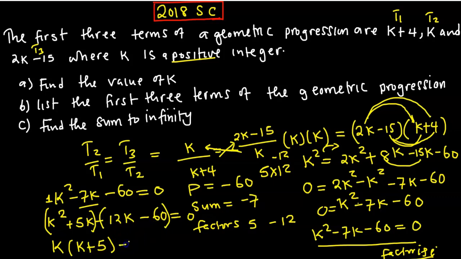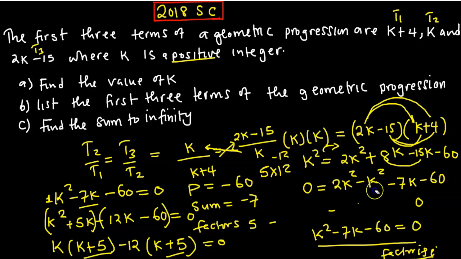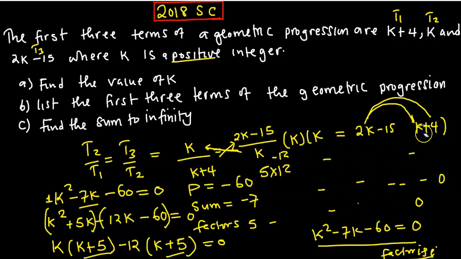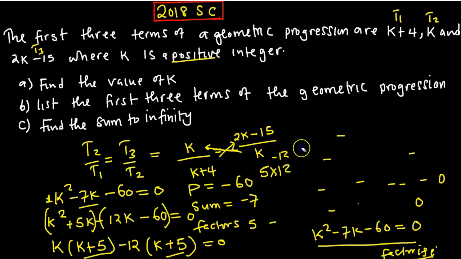So what is common here is negative 12. Then we have k plus 5, so that when you multiply, you get back these. Negative 12 multiplied by k gives us negative 12k. Then negative 12 multiplied by 5 gives us negative 60. So equal to 0. Now, these brackets are common, so you pick only one. Then k minus 12. I hope you followed up to this point.